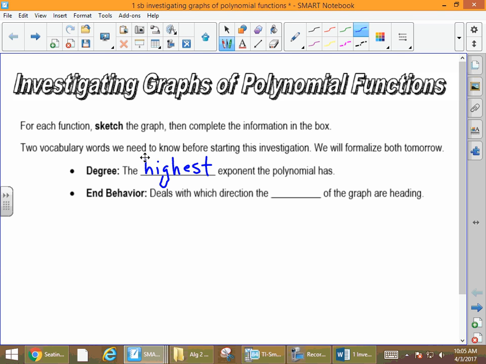And then secondly, the end behavior. It deals with the direction that the ends of the graph are heading. The end behavior definition is hard to describe in words, so as we go into our actual examples here, it will be, I hope, a little bit easier to point out to you what we've got.